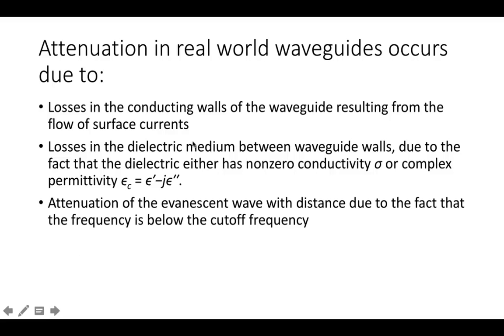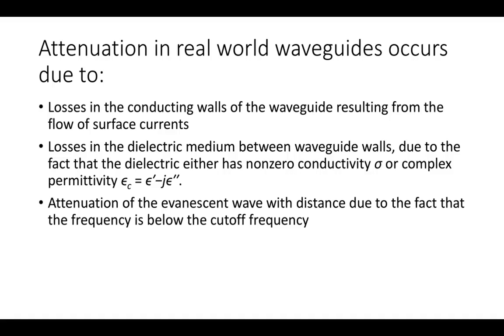All right, so let's talk a little bit about attenuation in waveguides. Attenuation in waveguides occurs for 3 possible reasons. The first 2 reasons concern losses, and the third reason concerns waves that won't propagate because they don't meet the cutoff frequency and guide parameter guidelines.